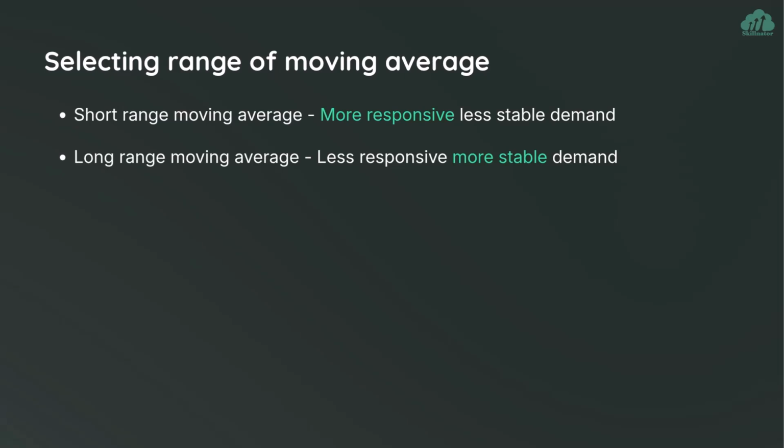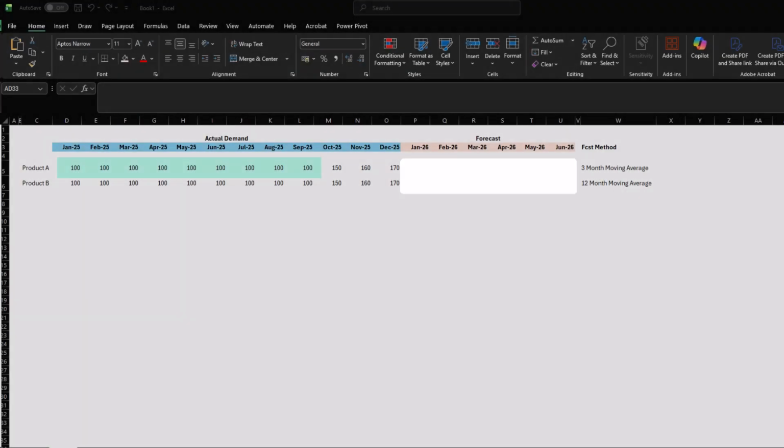Let's understand this with the help of an example. Assume this product had fairly stable demand of 100 units per month for a very long time. But in the last 3 months, the demand suddenly increased. In October, it was 150 units, November 160 units, and December 170 units. Now we need to forecast the demand for the month of January 2026.